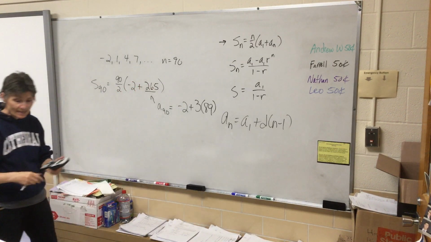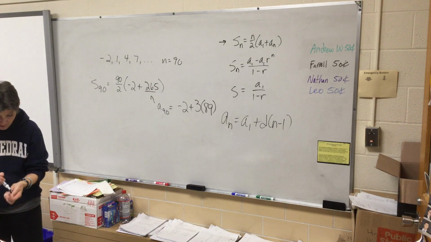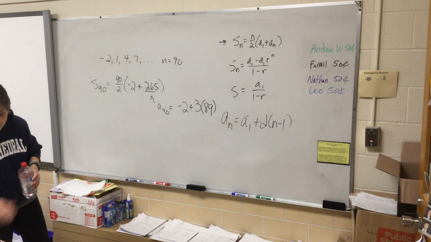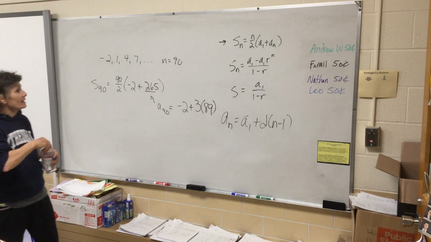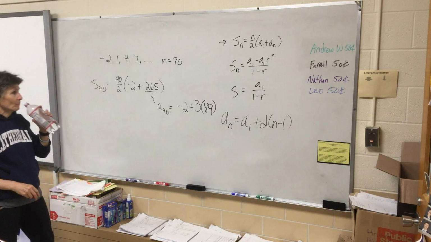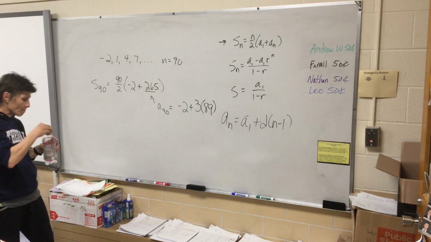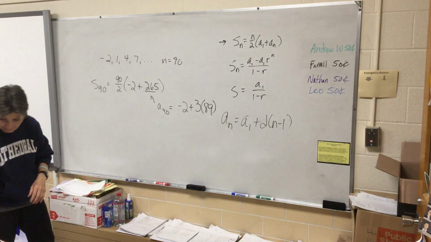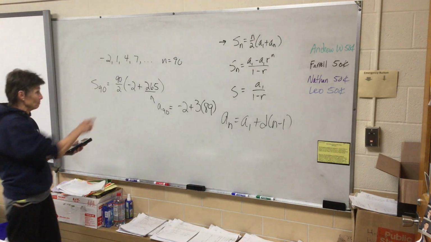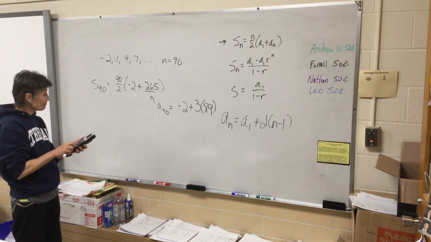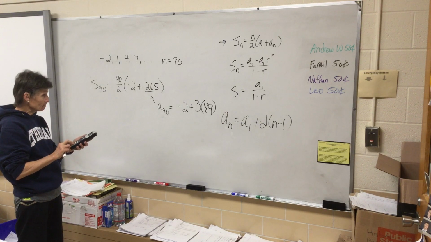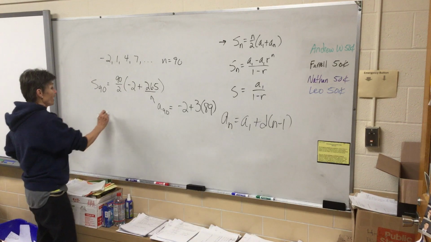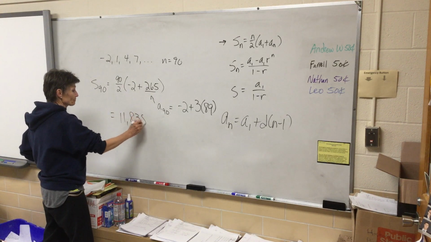That is not the answer to the question. That is the 90th term of the sequence, which is something I need in order to answer the question. So now I'm ready to go. So now I'll just take 45 times 263, and 11,835 is the answer to the question.